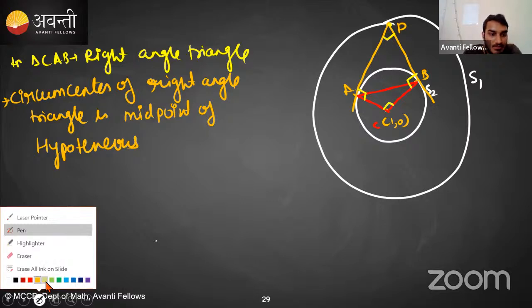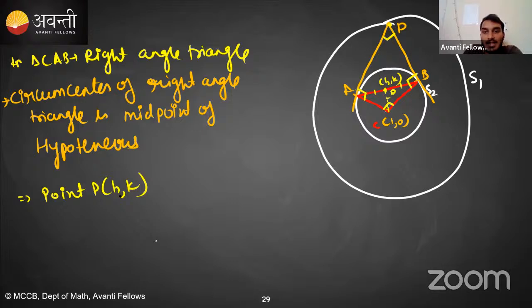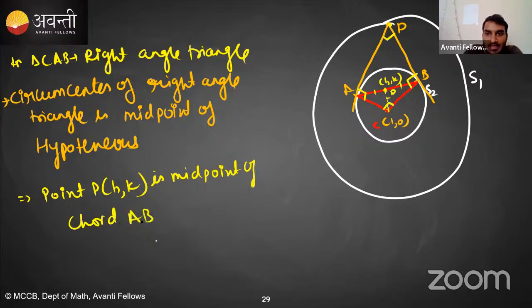So it means the circumcenter, the hypotenuse in the triangle ABC is AB, so this is (h, k). Since this point is the circumcenter, let's denote it with point P. This and this length are equal, and this length is also equal. So point P, which is (h, k), the circumcenter of the triangle ABC, is the midpoint of chord AB only. Yes or no?